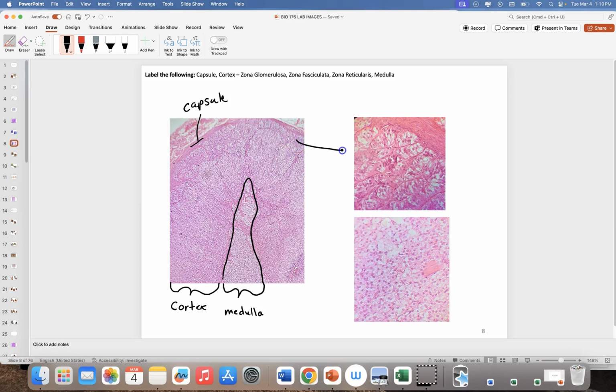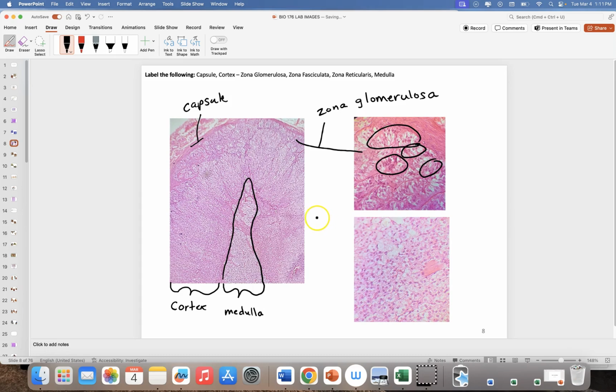What I did then is I blew up the zona glomerulosa. And that way you could see that the cells kind of cluster up into little balls. We have these little ball-like clusters that are going to be formed. And that's how this zone got its name. Zona glomerulosa. Look for the little balls. It's also the first layer deep to the capsule.